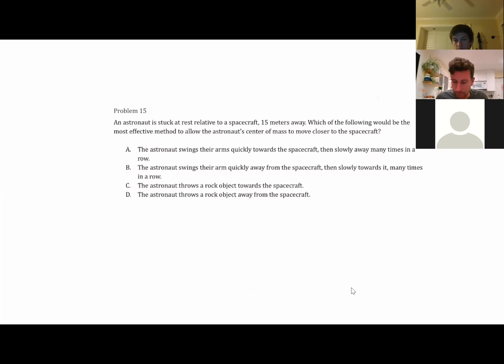15. An astronaut is stuck at rest relative to a spacecraft 15 meters away. Which of the following would be the most effective method to allow the astronaut's center of mass to move closer to the spacecraft? So the astronaut wants to get closer to the spacecraft. You can read the options.